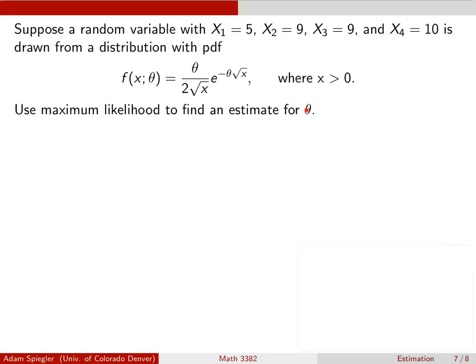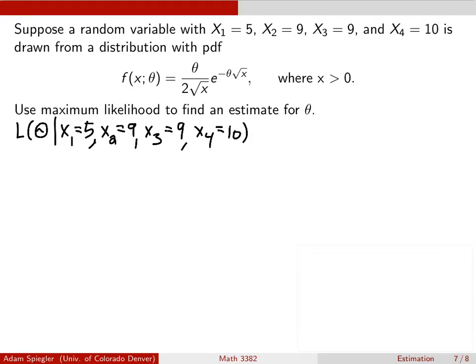Okay, so remember, step 1 is let's first set up the likelihood function. And so that likelihood function L is going to be a function of this parameter theta, given that x1 is equal to 5, and x2 is equal to 9, and x3 is equal to 9, and x4 is equal to 10. Now that we've got set values for all of these x values, the likelihood function is going to be a function of theta.